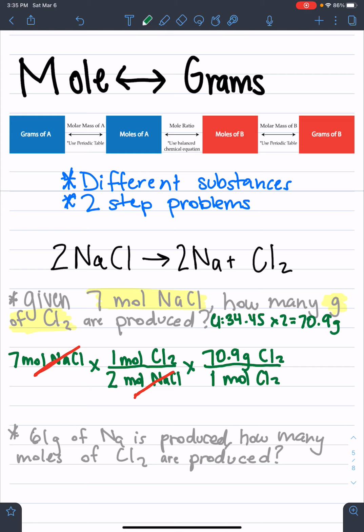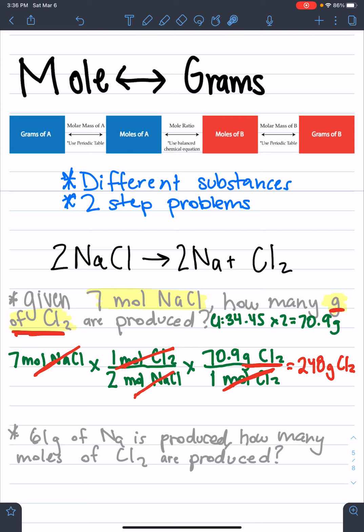All right, so we see now, if we're looking at our units, that this moles of Cl2 is on top here, and the moles of Cl2 is on the bottom there, so we're just left with grams of Cl2, which is what we're trying to work towards. It's asking us for grams of Cl2. So now if we do our math, you can see that it's 7, we're going to times by 1, divide by 2, and then we're going to times by 70.9 and divide by 1. So you should end up getting around 248 grams of Cl2.